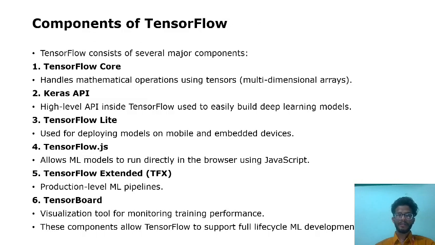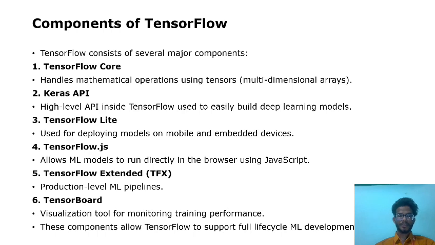Then what are the components we are using in TensorFlow? TensorFlow consists of several major components. Mostly we are discussing only 6 kinds of components in TensorFlow. First one is TensorFlow Core. It is used to handle mathematical operations using tensors, like multi-dimensional arrays. Arrays are used to store similar elements.